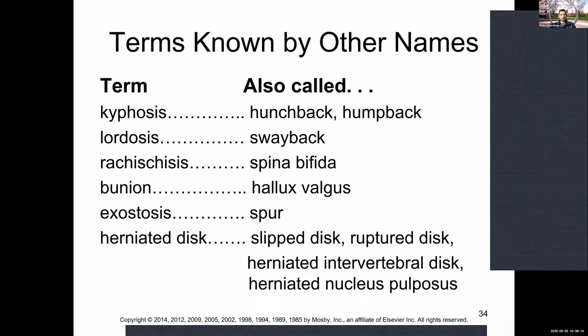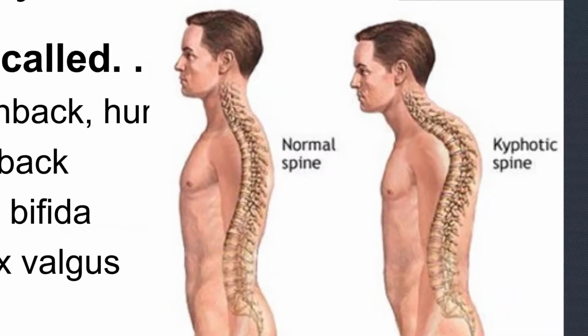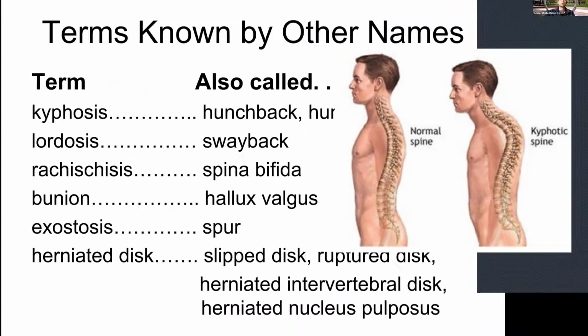This is kind of an interesting list of terms from other names, things like kyphosis, also known as a hunchback or a humpback. This would be where you kind of see grandma hunched over a little bit. The shoulders are kind of hunched over and they walk like that. That would be a kyphosis.